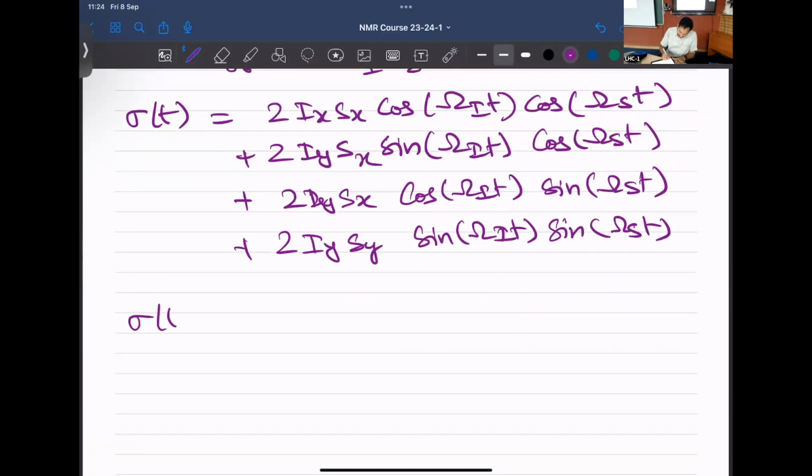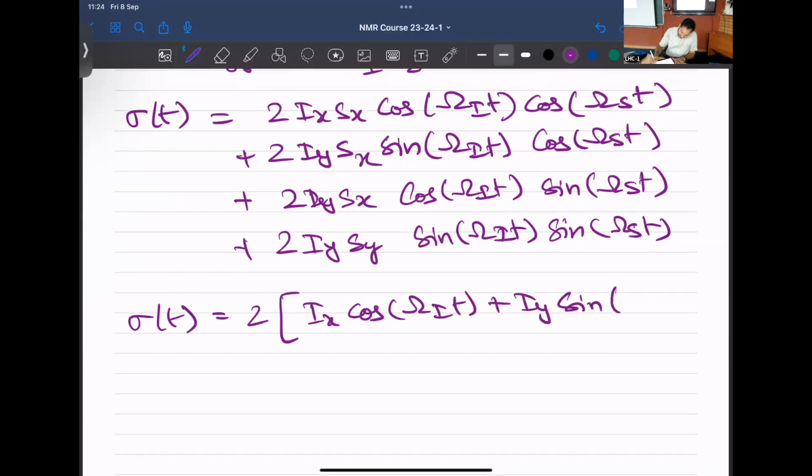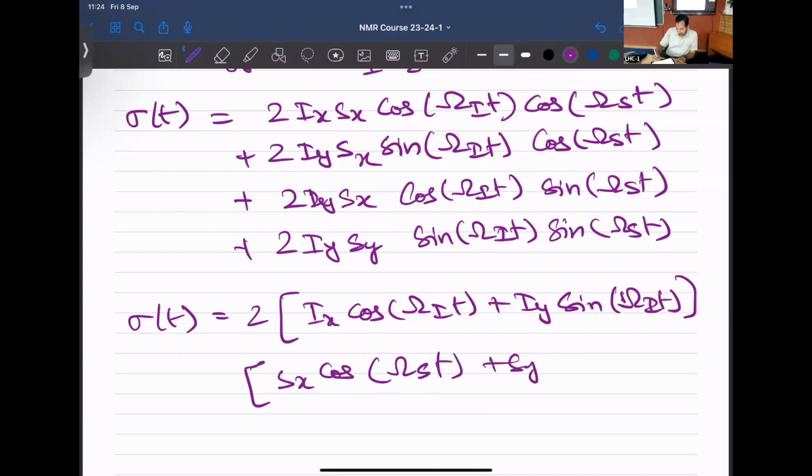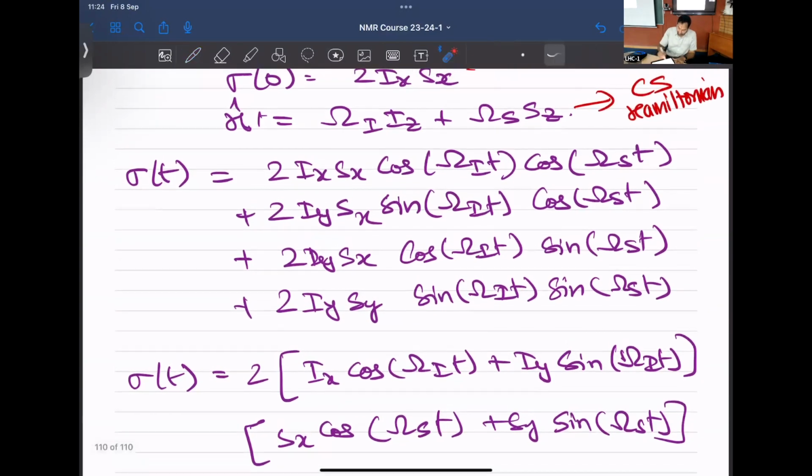2 into Ix cos omega it plus Iy sin omega it, times Sx cos omega st plus Sy sin omega st. I actually write whatever has been written here. So let's go with this part.